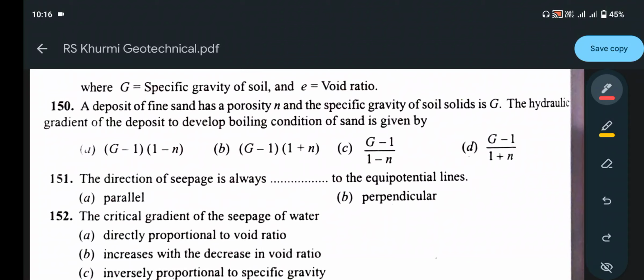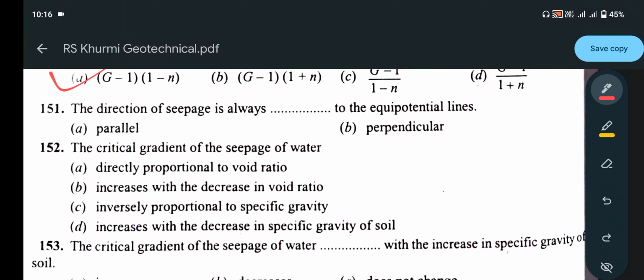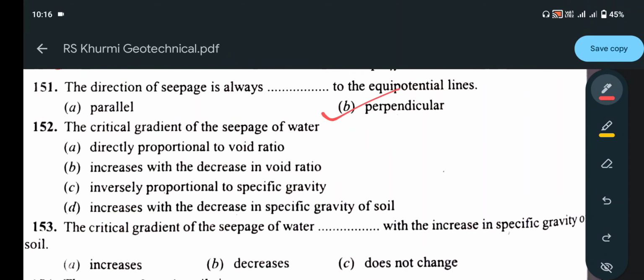A deposit of fine sand has porosity n and the specific gravity of soil is G. The hydraulic gradient of the deposit to develop the boiling condition of sand is given by (G minus 1) into (1 minus n). Always remember this formula. The direction of seepage is always perpendicular to the equipotential lines.